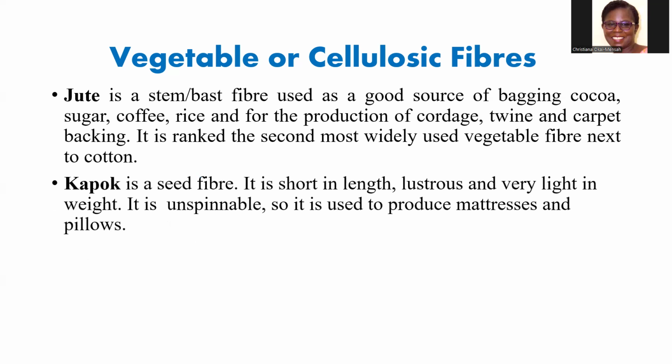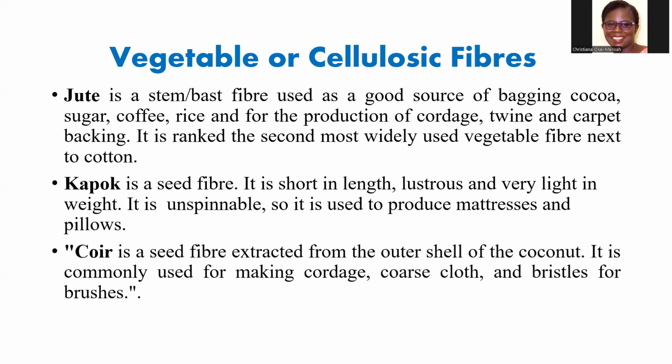The next example is kapok. Kapok is a seed fiber, that fiber that flies. Okay, so it's an example of seed fiber, just like cotton. It is very short in length and very lustrous. It shines and is very light in weight. Because of that, it is unspinnable. You cannot twist it. So it is used to produce mattresses and pillows. But now we can use it as a regenerated fiber because we can add chemicals to it and change the original formation into a new one. Because it is also very short, we can use it to produce parachutes.